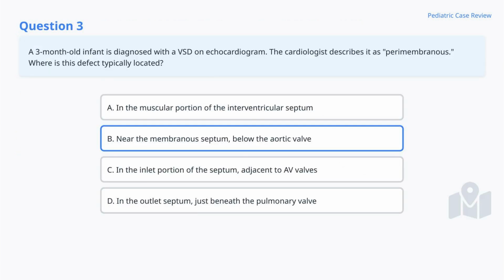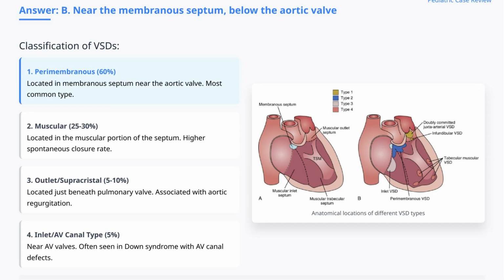A 3-month-old infant is diagnosed with a VSD on echocardiogram. The cardiologist describes it as paramembranous. Where is this defect typically located? Your options are A. In the muscular portion of the interventricular septum. B. Near the membranous septum, below the aortic valve. C. In the inlet portion of the septum, adjacent to AV valves. Or D. In the outlet septum, just beneath the pulmonary valve. Think about the anatomical classification of VSDs and where the membranous portion of the interventricular septum is located. The correct answer is B.